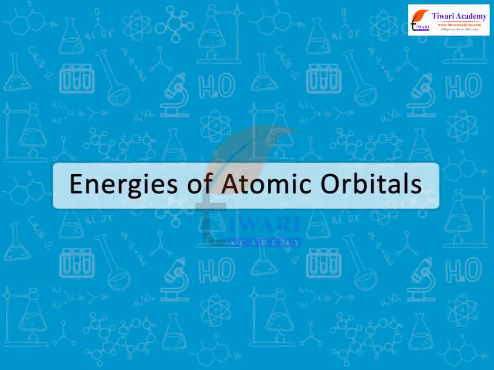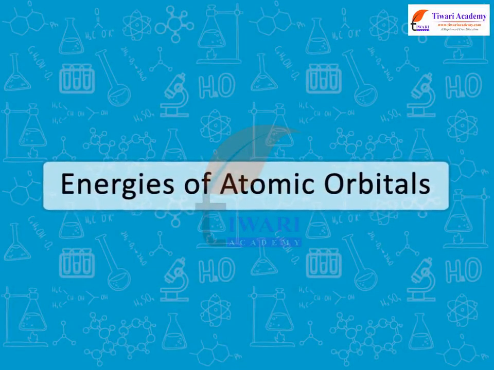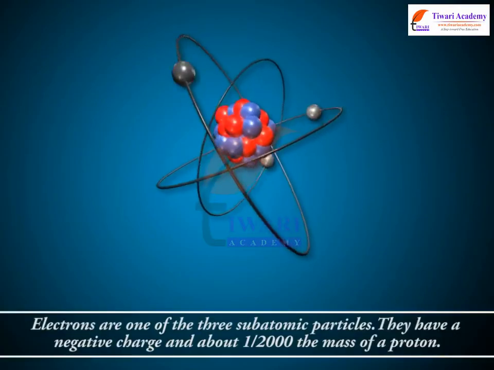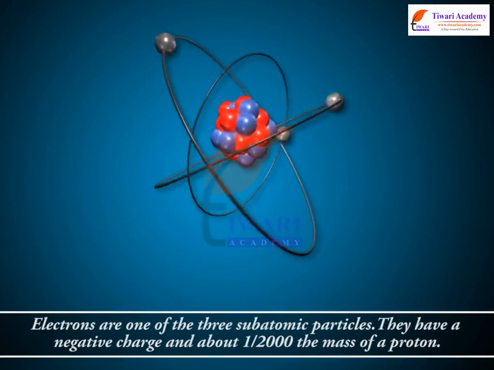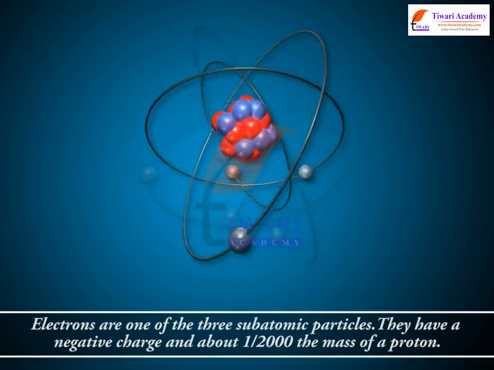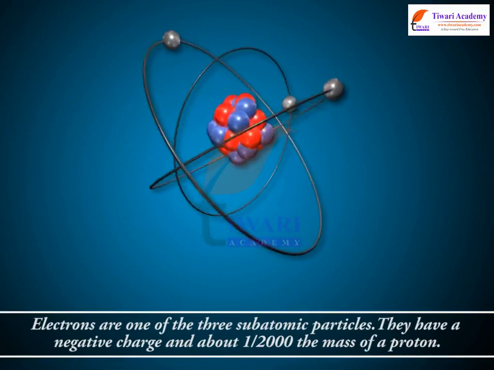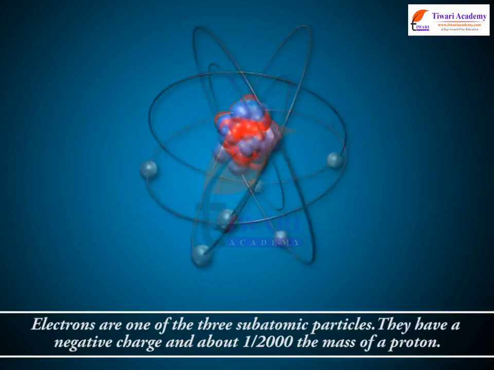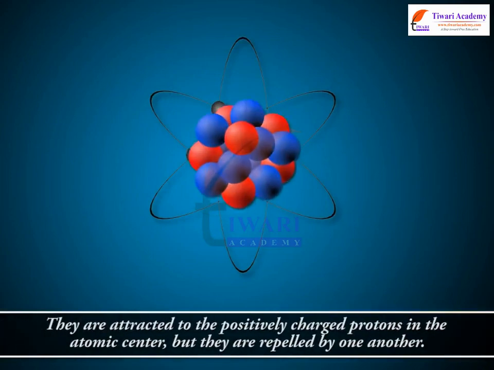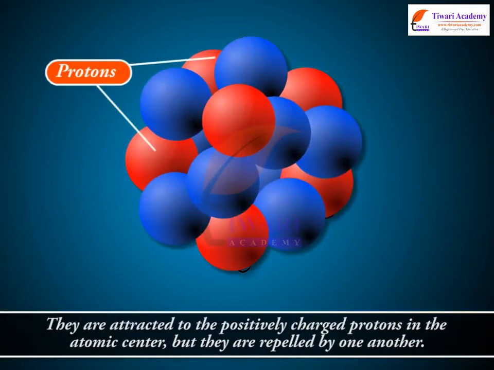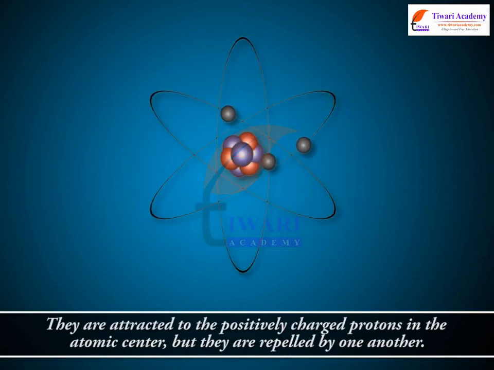Energies of atomic orbitals. Electrons are one of the three subatomic particles. They have a negative charge and about 1/2000 the mass of a proton. They are attracted to the positively charged protons in the atomic center, but they are repelled by one another.